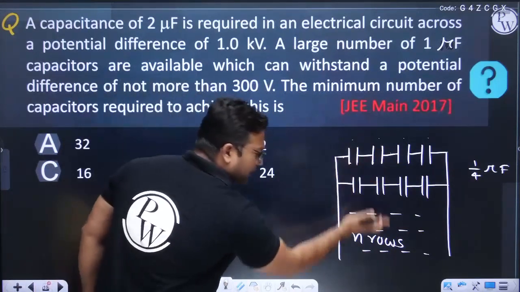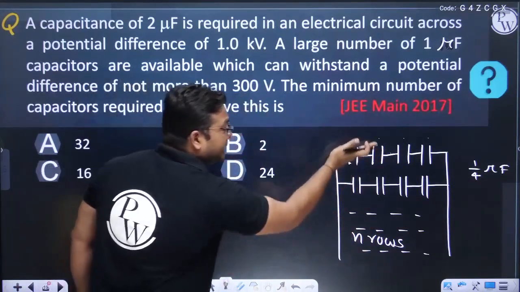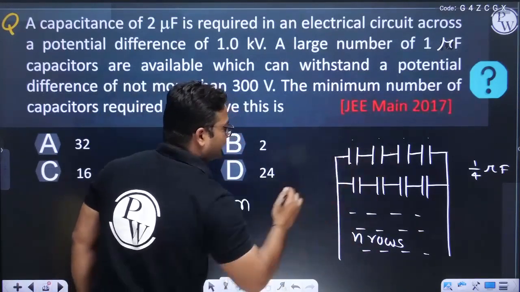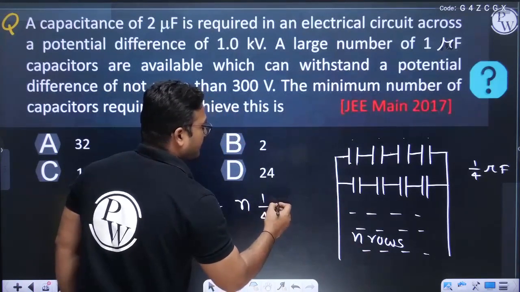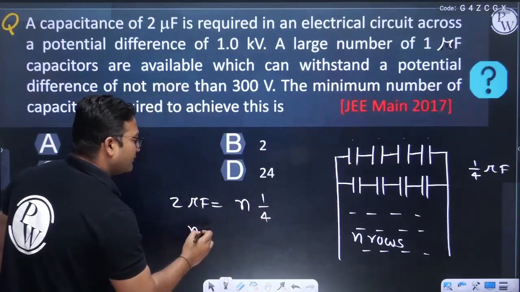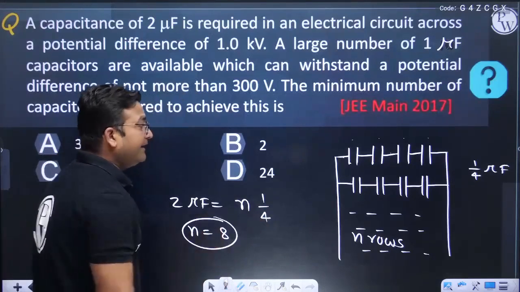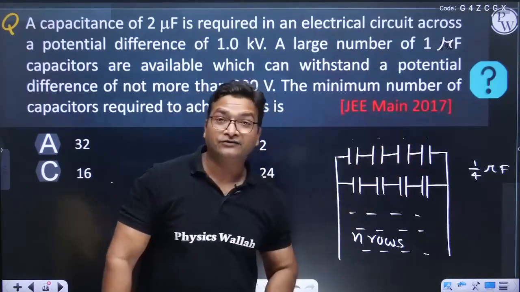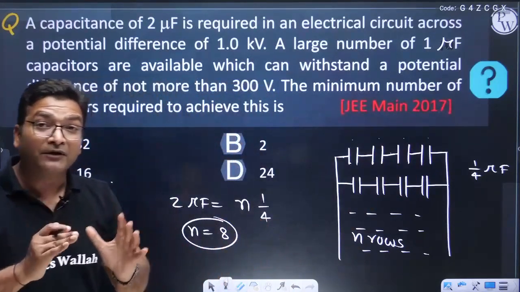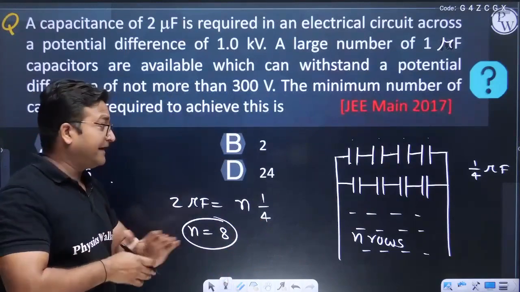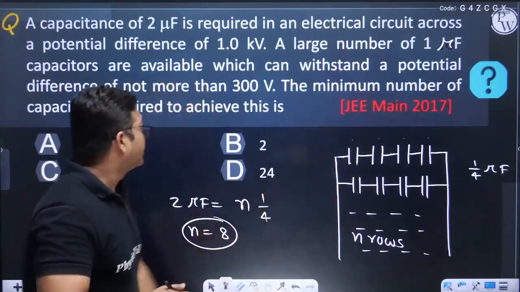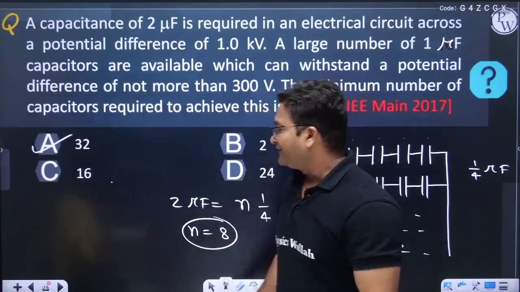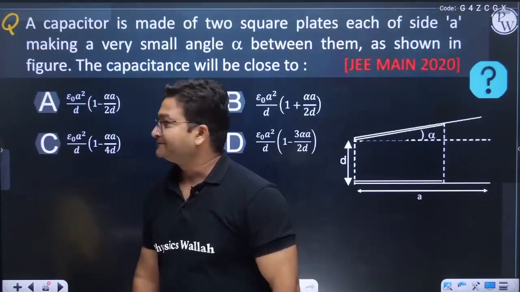According to parallel combination, the net capacitance of n rows should be equal to n times the capacitance of one row, which is 1 by 4. So this gives you n equals 8. We need 8 such rows in parallel. Since every row contains 4 capacitors, the total minimum number of capacitors is 8 multiplied by 4, that is 32. So option A is correct. Okay, let's move over to the next question.